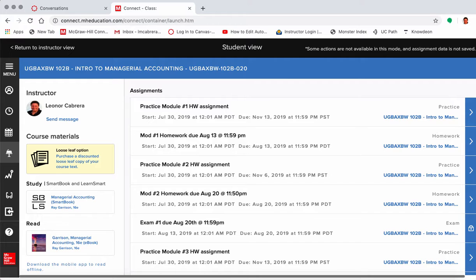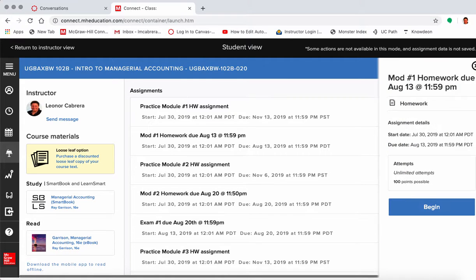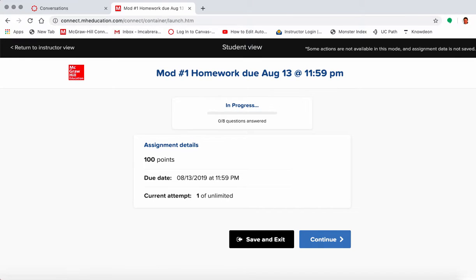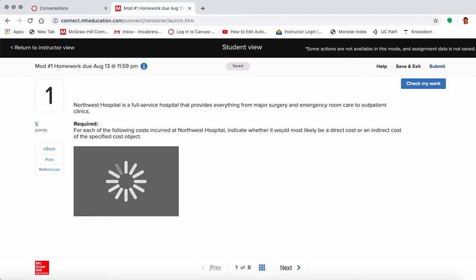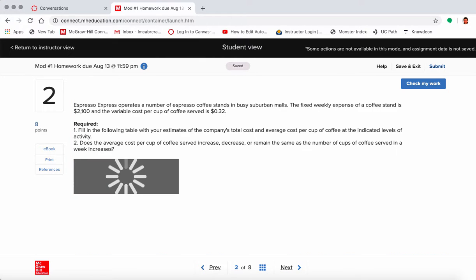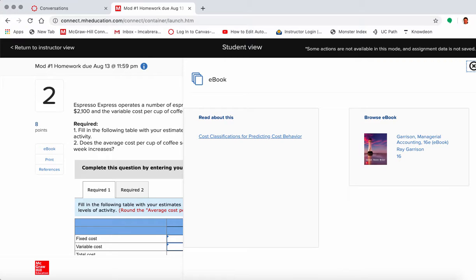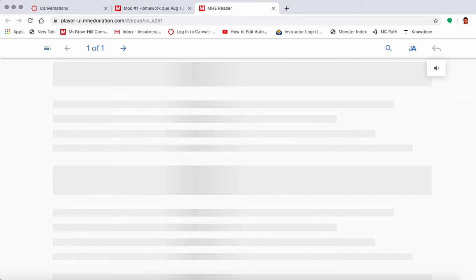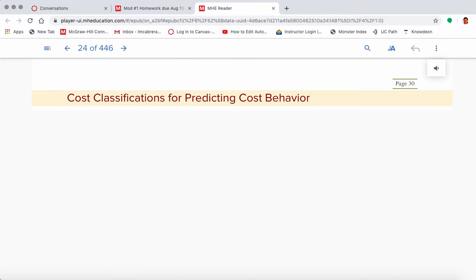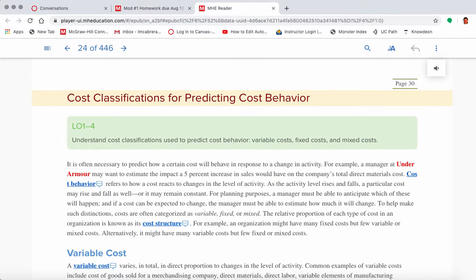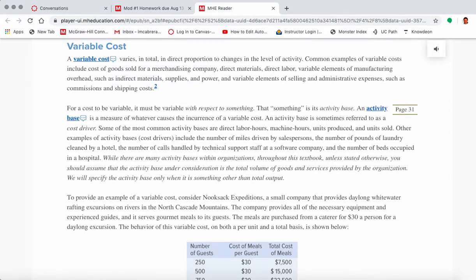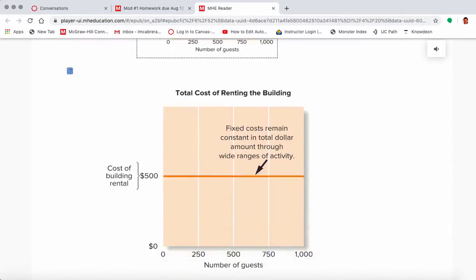Now, if you run into trouble, one, it will always take you to where it's written in the book. So let's go back to that second question. So if you see on the left-hand side, it says ebook. If you don't remember what the fixed and variable mean, you can read about it. Go back and read about it. And mine takes a little moment. So this brings you to the page where it discusses variable cost and fixed costs.